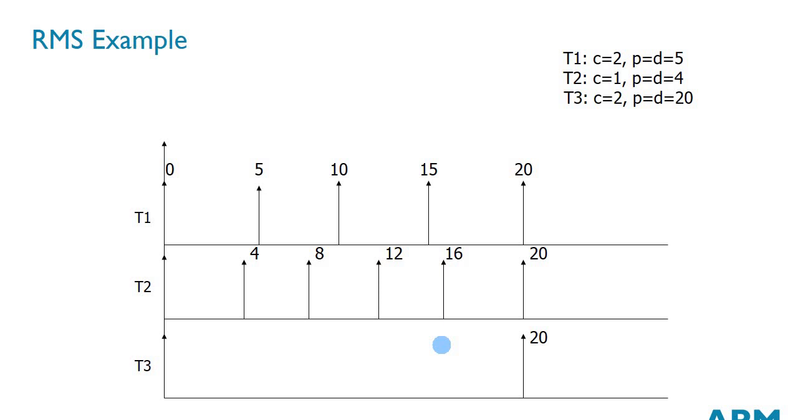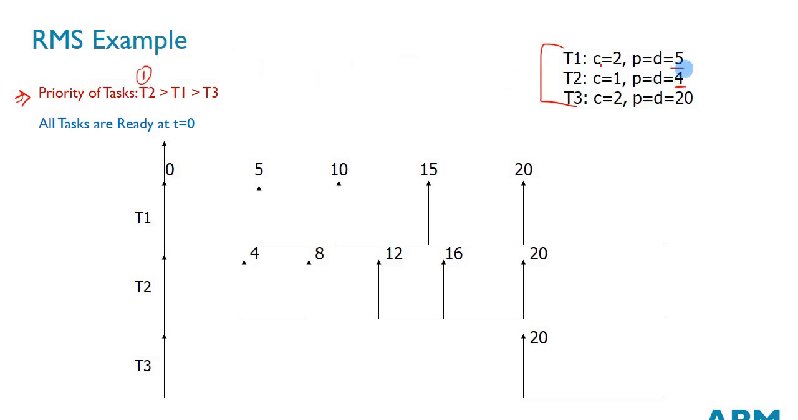Now let's look at this example here. I have three tasks, task 1, task 2, and task 3, with different computation time and different deadline. Let's look at the priority first. Since we are using RMS, the one with the smallest period, which is task 2, is priority 1, followed by task 1 which is priority 2, followed by task 3, which is priority 3. All tasks are ready at time t equals 0.